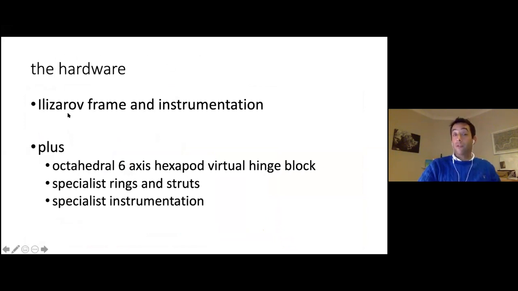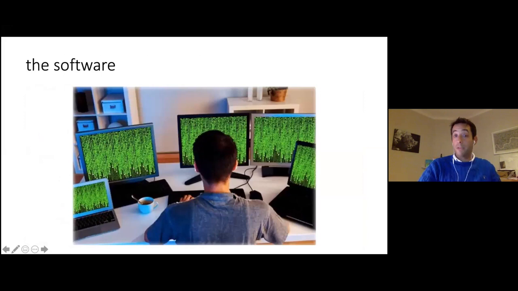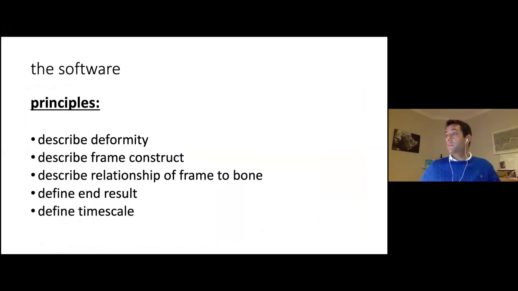And it's basically an Ilizarov frame with specialist instrumentation and an octahedral 6-axis hexapod, as I said, with a virtual hinge in it. That's the difference between a hexapod and an Ilizarov frame, nothing else. It needs a bit of software, and in principle, just a couple more minutes before we get to our cases, but in principle for the software, you need to be able to describe the deformity, i.e. tell the computer what is the deformity. You need to describe to the computer the shape of your frame and the size of your frame. And you describe to the computer how that frame is related to the bone. You also tell the computer what you'd like at the end, usually a straight bone, please, and over what time frame. That's all. So define the deformity, define the frame shape, and the relationship between the two.